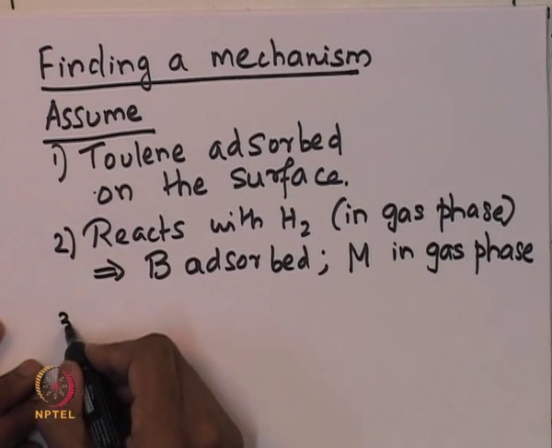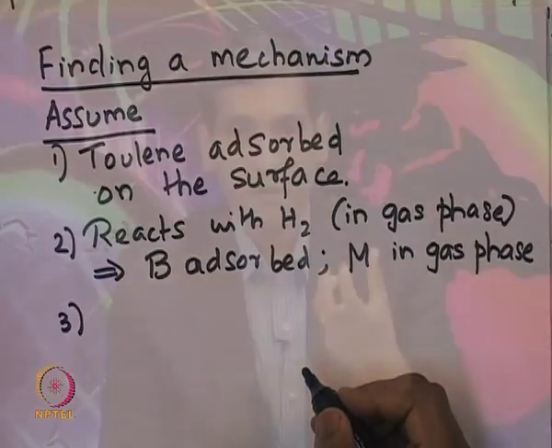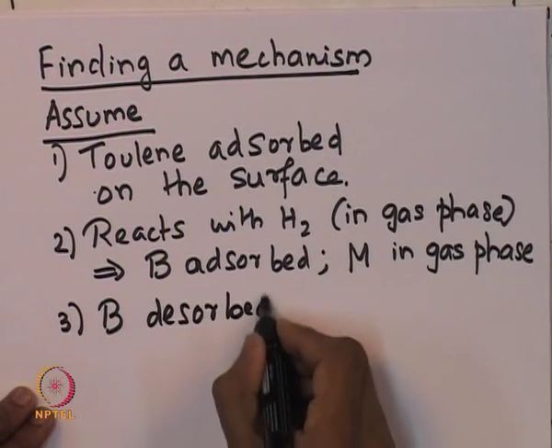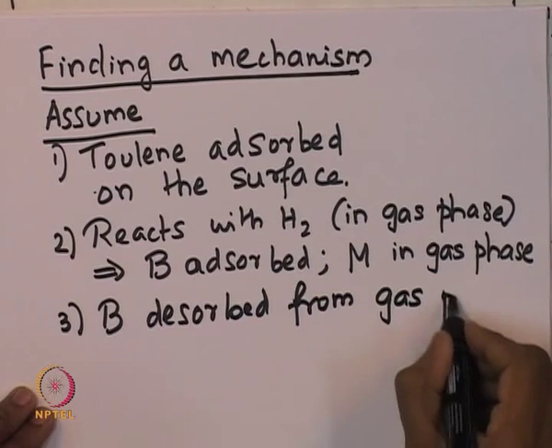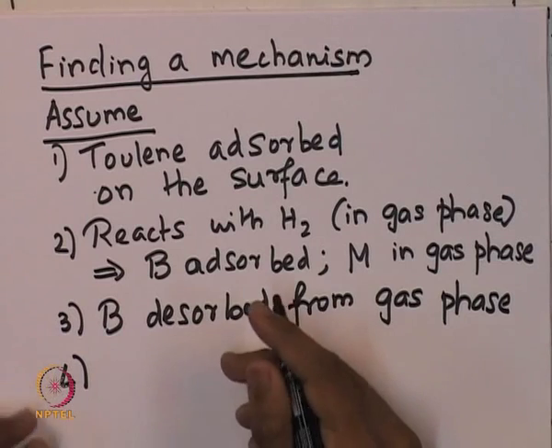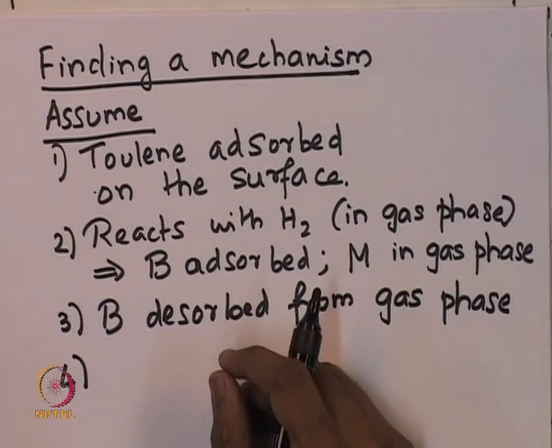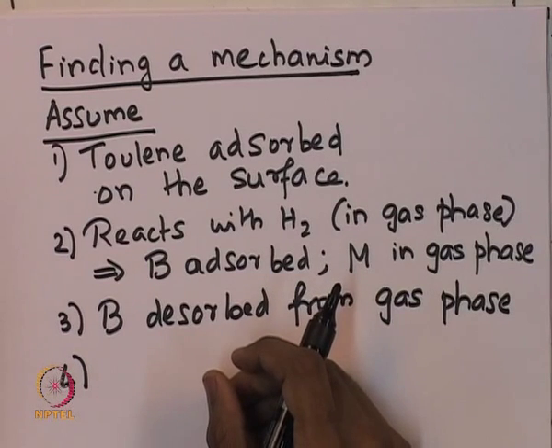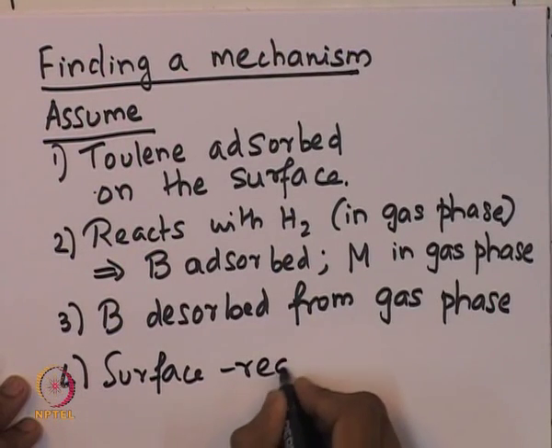Okay. Then, as a third assumption, after the benzene gets adsorbed on the surface, the product has to come out of the reactor. So the benzene gets desorbed from the surface and then goes into the gas phase and leaves the reactor. So this can be stated as benzene is desorbed into the gas phase. And then, you must have learned in the previous lectures that there has to be a rate limiting step. So, we will assume that the heterogeneous reaction is a surface reaction limited step, and this is in fact not a bad assumption, because 75% of the heterogeneous reactions are limited by the surface reaction. So, let us assume that it is a surface reaction limited step.